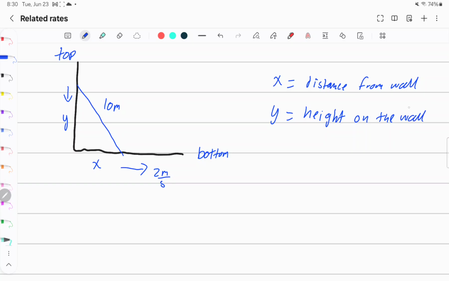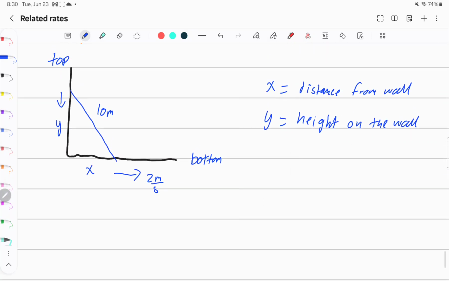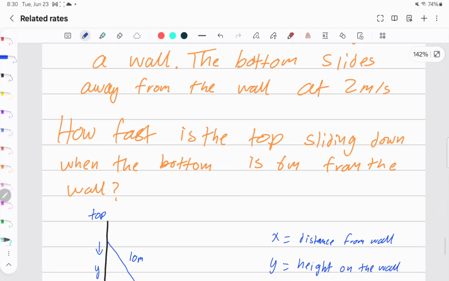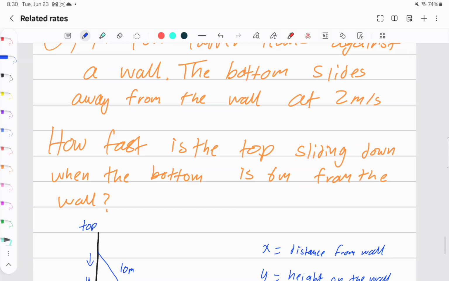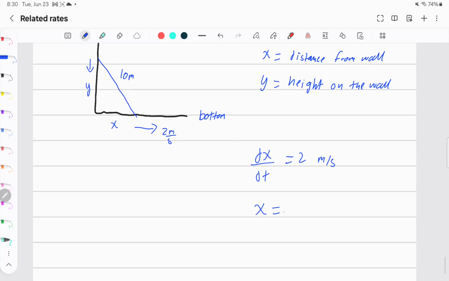Now, with these things clear, we know we have x, we know y, and we know the ladder is 10 meters. So what else do we have given? We know that the change in x, or the horizontal distance, dx over dt, is 2 meters per second. Again, this is really important. And now they're asking, how fast is the top sliding down when the bottom is 6 meters away from the wall? So we need to find out exactly when x is 6 meters away.